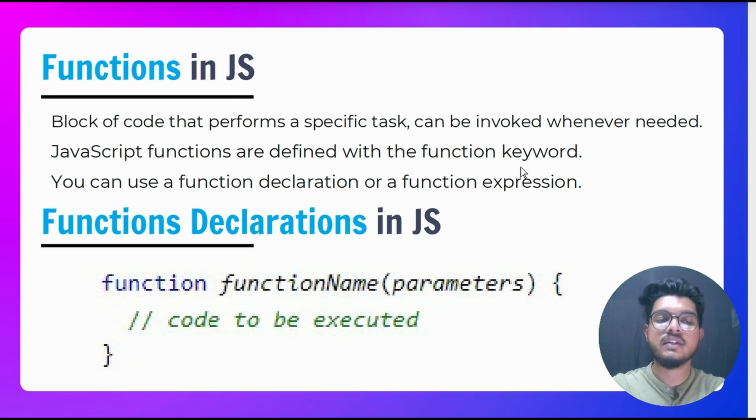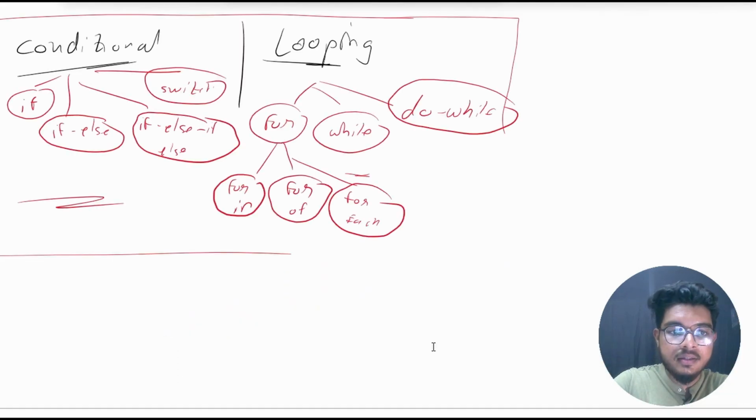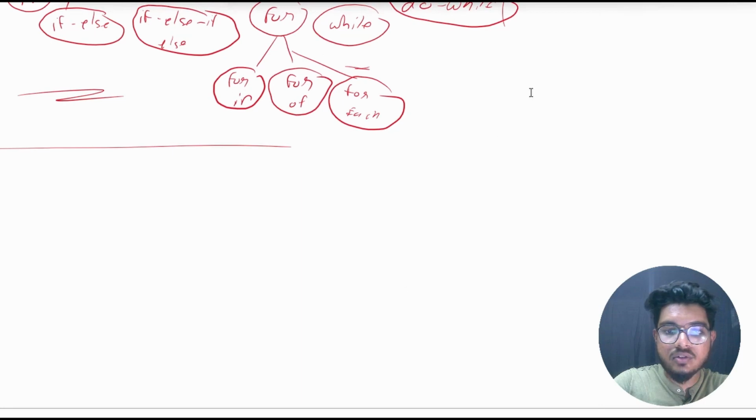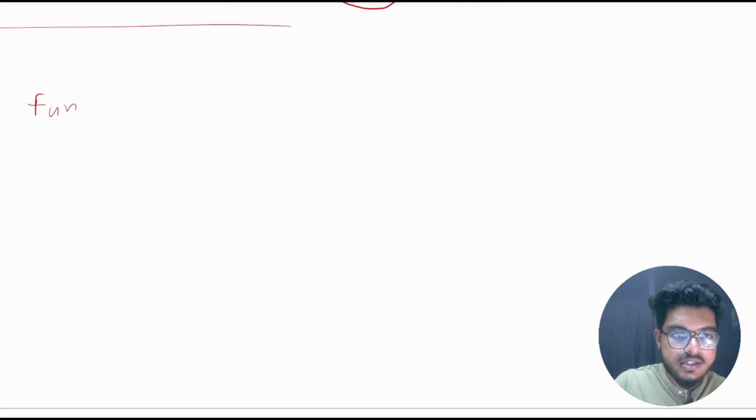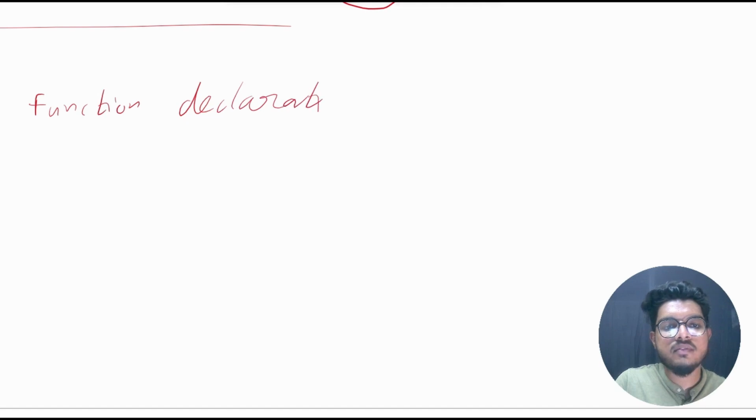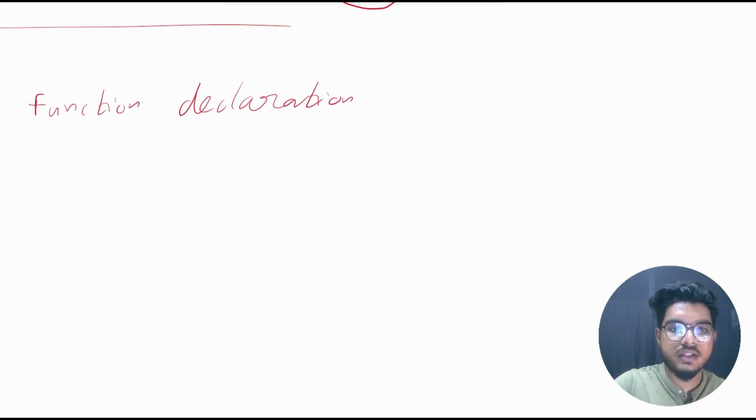The syntax of creating a function is as follows: function declaration, function name, parameters. What are these parameters? Let's discuss. I'll just write down the syntax as of now. I hope you are able to see my screen. Yeah, great. The function declaration we'll discuss first. To declare a function, we can use the function keyword, we have told, right?